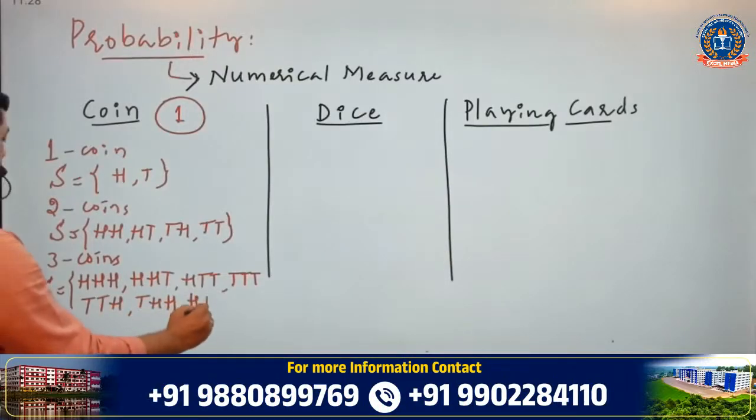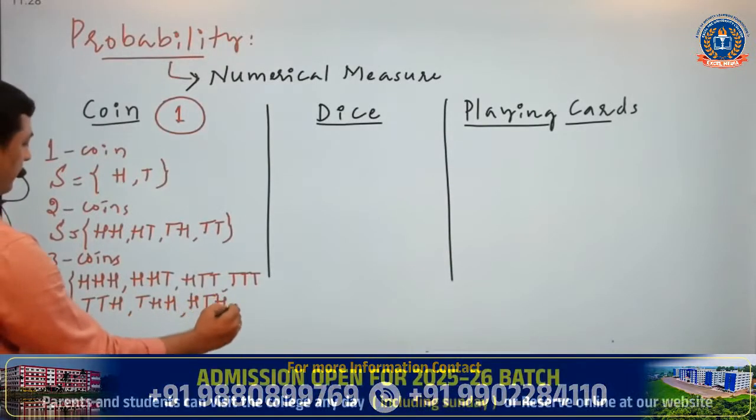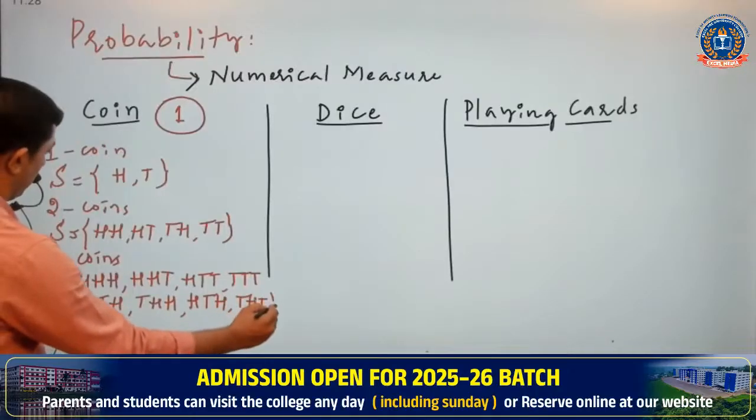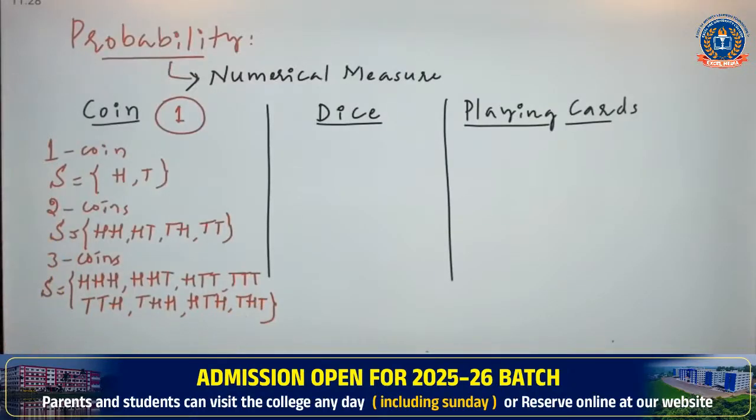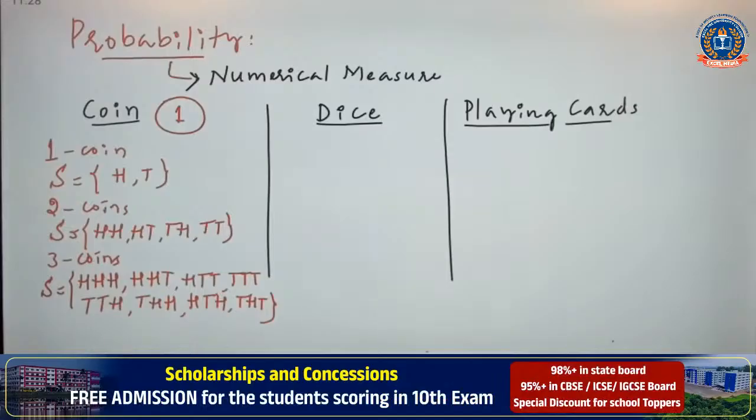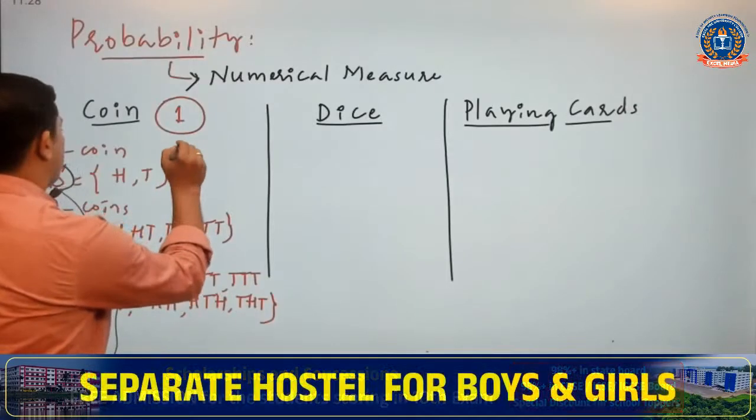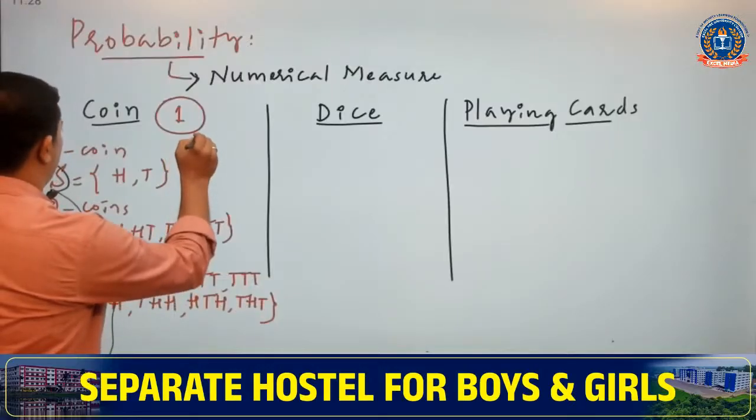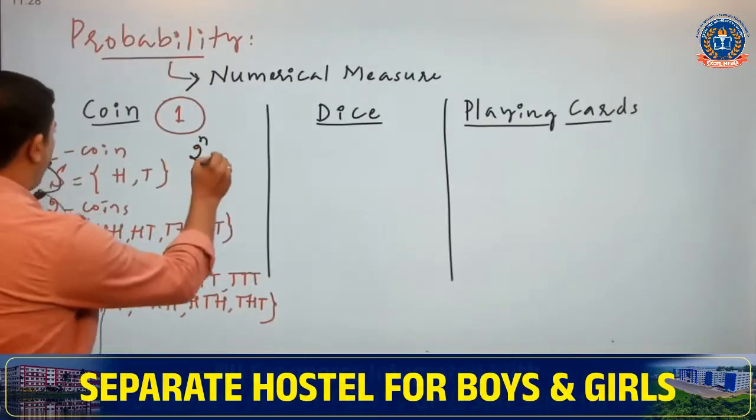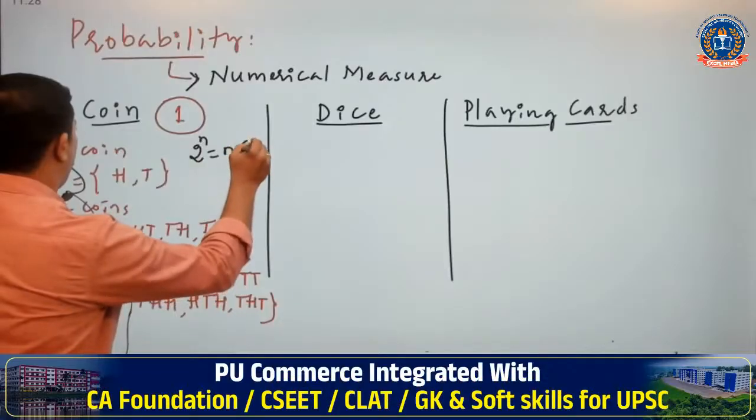So last two, H T H, T H T. Right, this is how we write the outcomes of tossing a coin. Very important, the formula is 2 raised to n. That is what we call n of s.